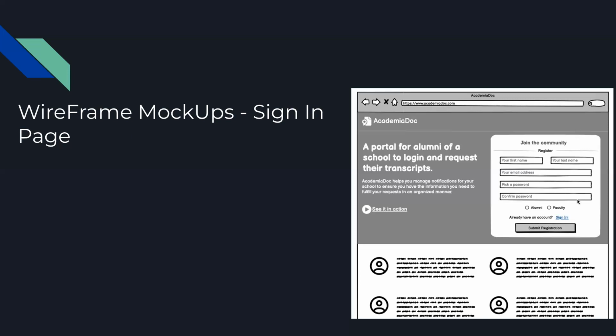And so if you don't have an account, what you do is fill out this form to register for an account. It will ask for your first name, last name, email address, and to pick a password, and to select what persona you are, whether you're alumni or faculty. After you do that, you click on submit registration and boom, an account will be created for you.